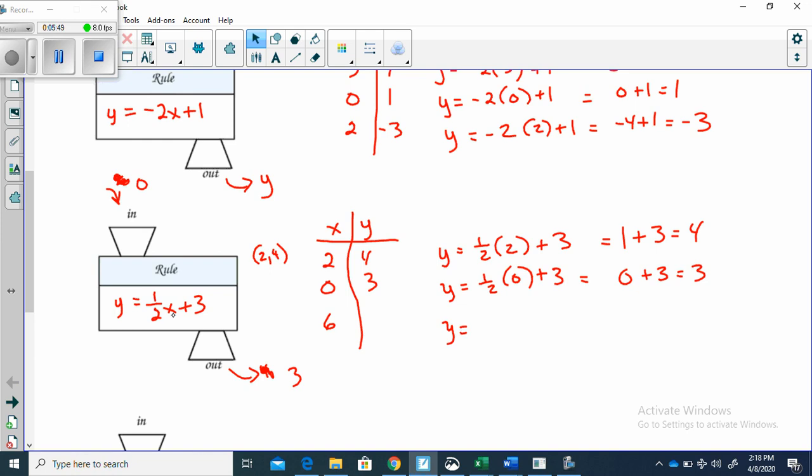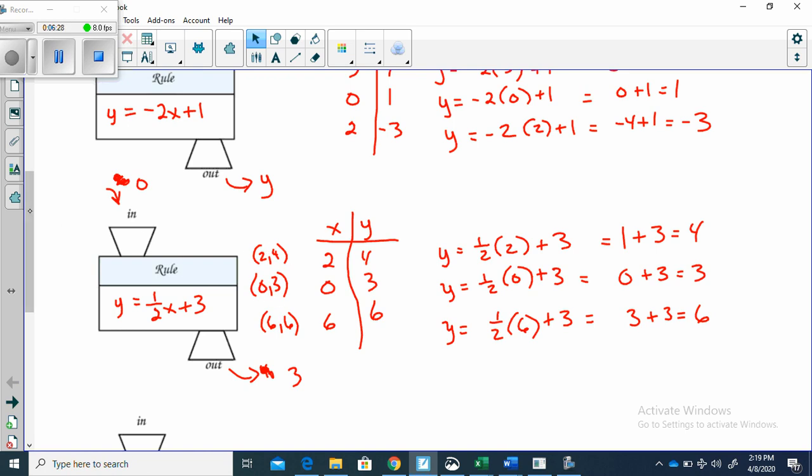Y is equal to, and we use our equation here, we're going to put in a 6, 1/2 of 6 plus 3. Half of 6 is 3, plus 3 gives me 6, right? So if I put in a 6, I get out a 6. My coordinates would be for this one 6, 6. 2, 4, 0, 3, 6, 6. Okay? And these would be coordinates that we could plot.